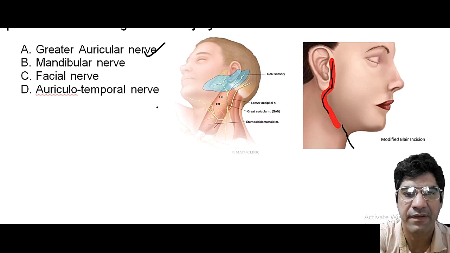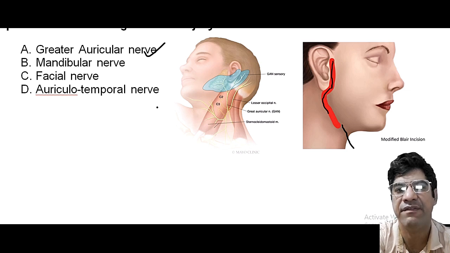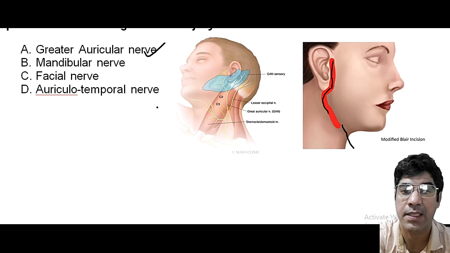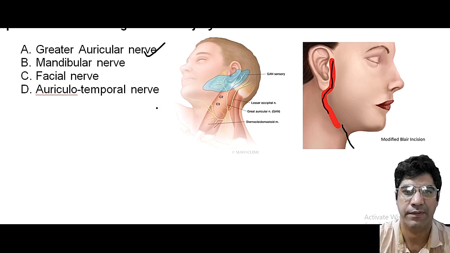Option C, facial nerve. Well, it controls the muscles of facial expression. During parotidectomy, there is a risk of injury to the facial nerve, but that would result in facial weakness or paralysis rather than numbness. The other is the auriculotemporal nerve. It is a branch of the mandibular nerve, a division of the trigeminal nerve. So it is very unlikely to affect the areas involved in shaving. So your answer is greater auricular nerve.